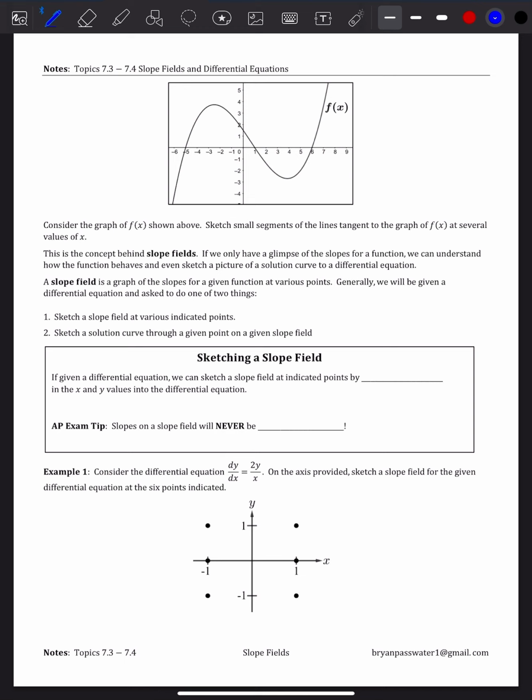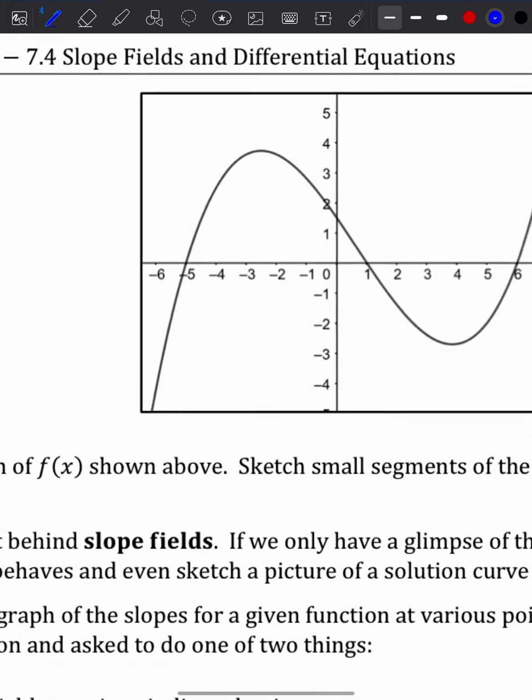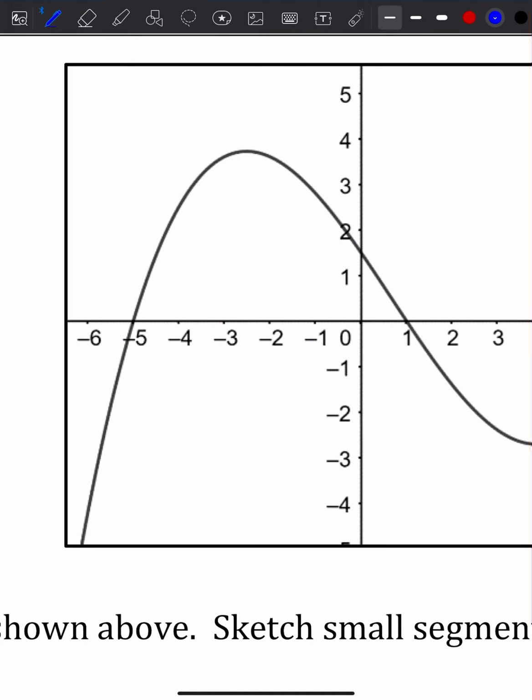So consider the graph of f of x shown above. Sketch small segments of the line tangent to the graph at several values of x. So, reminder, the line tangent is that line that makes the slope of our graph and hits at that certain spot. So if I were to do it at -5, our line might look something like this.